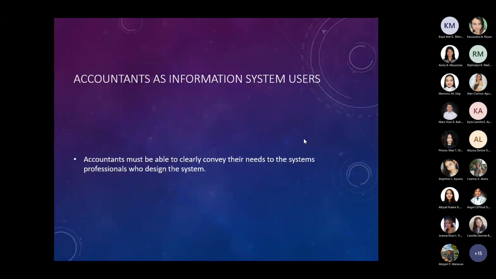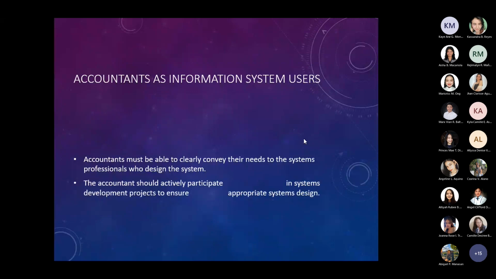So, paano? Si accountant is kasama sa team na nagdi-design, nagdi-develop ng information system. Kaya pwede ito maging isang career. Marunong ka sa accounting. Alam mo yung business. Pwede ka rin maging IT. Ikaw mismo mag-develop ng information system. Correct? That's why accountants should actively participate in systems development to ensure appropriate system design.